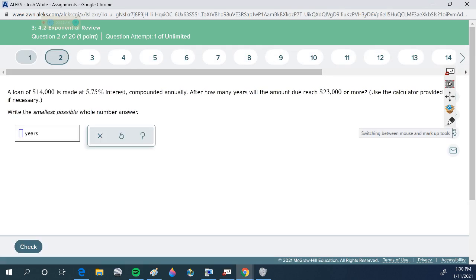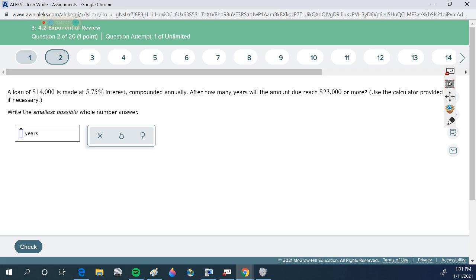Let's look at number 2. Number 2 is a little bit different. It says you borrow $14,000 and the interest rate is 5.75 and you don't make any payments. How long is it going to take before you owe $23,000? So if you go to the bank and borrow money and you don't make any payments, every day they're going to add a little bit of interest onto the loan. How many years is it going to take before you owe $23,000?